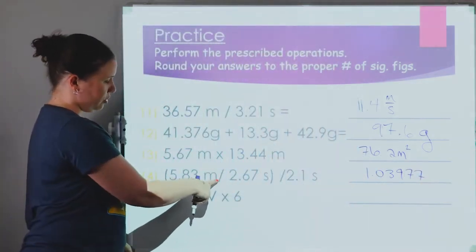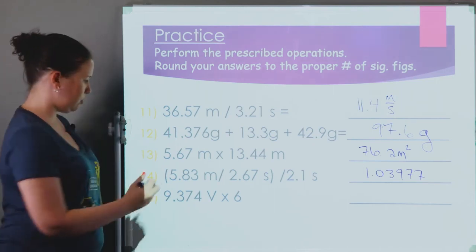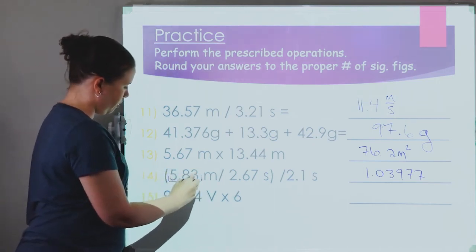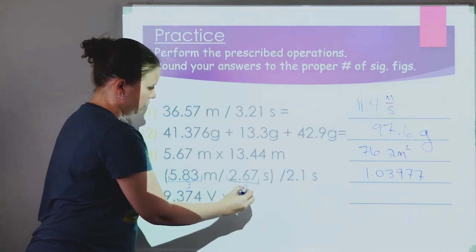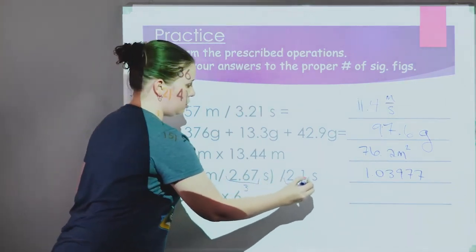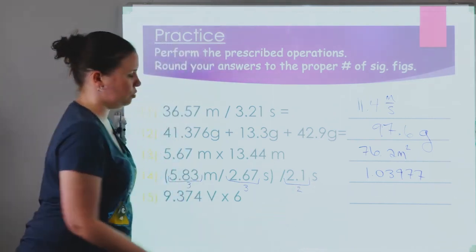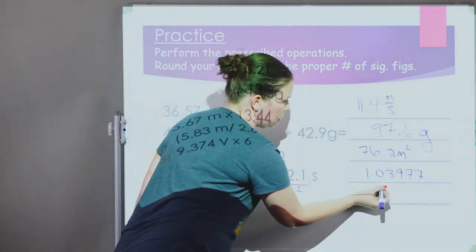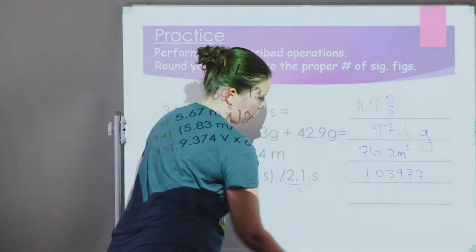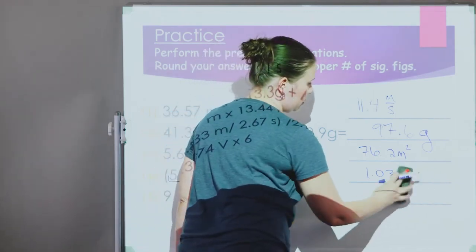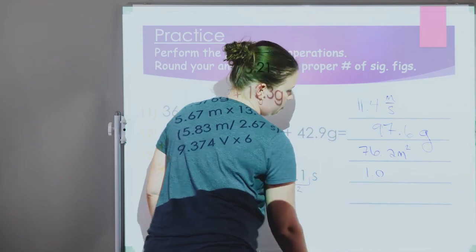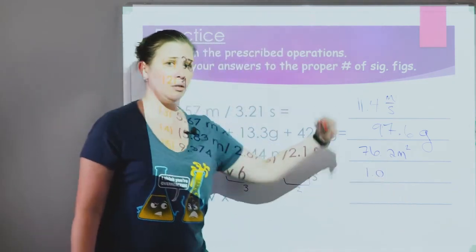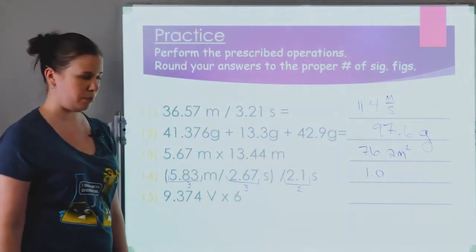Since I'm doing division, I want the least number of significant figures. So my first factor has 3 significant figures, second factor has 3, and then my last factor actually only has 2. So I just want the 1 and the 0. Now, does the 3 make the 0 round up? No, it does not. So we're going to round that off. But don't round off the 0. That's there on purpose. That's our second significant figure.